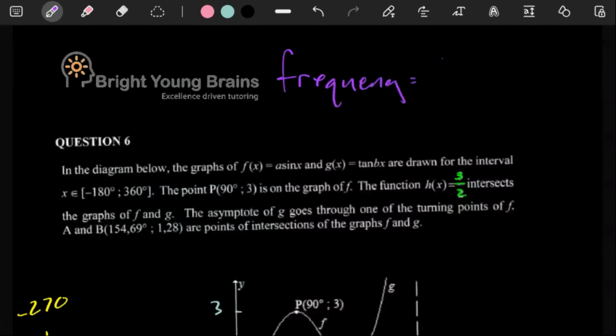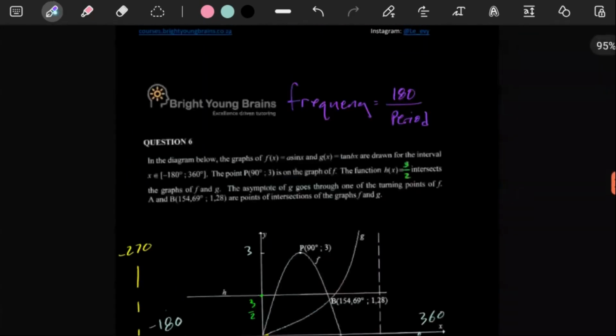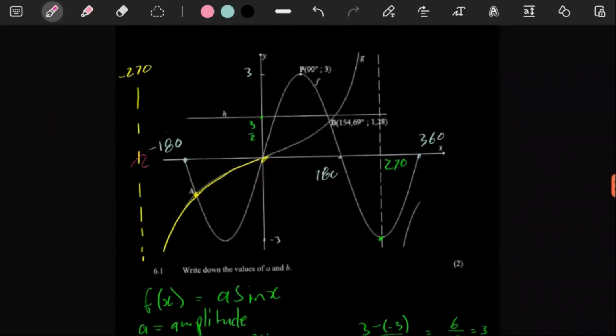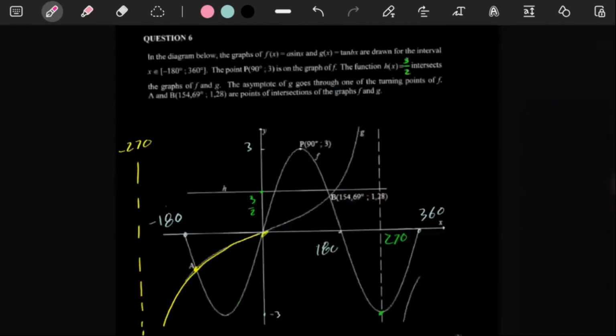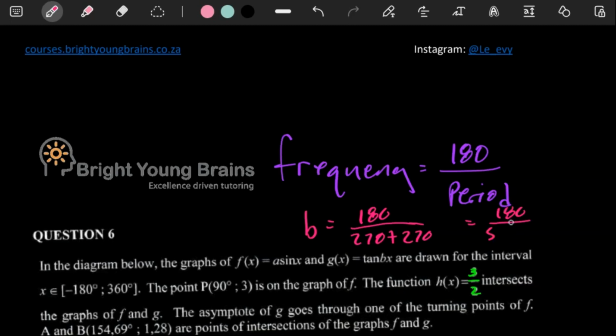Frequency is equal to 180 over the period if you're dealing with a tan graph. Now with the tan graph, remember the period is how long it takes you to get a full image. It's taking you from negative 270 to positive 270 to get a full tan graph. So the distance here is 270 plus 270. That's the period. So here your value of b is going to be 180 over 270 plus 270, so this is like 180 divided by 540.